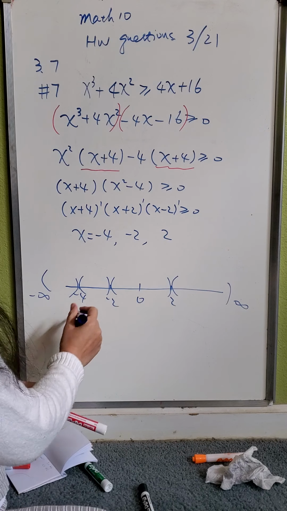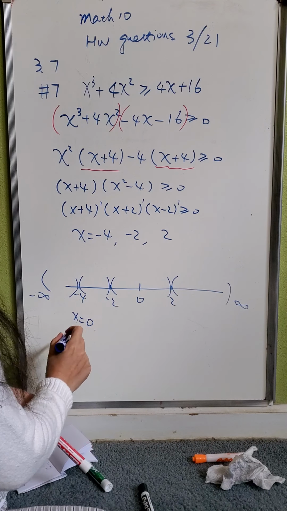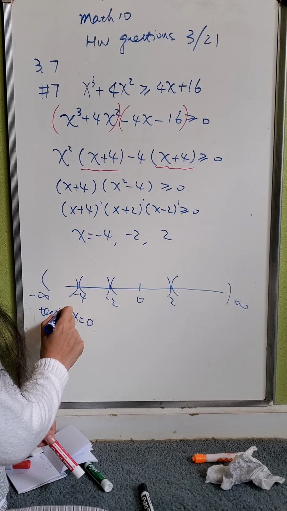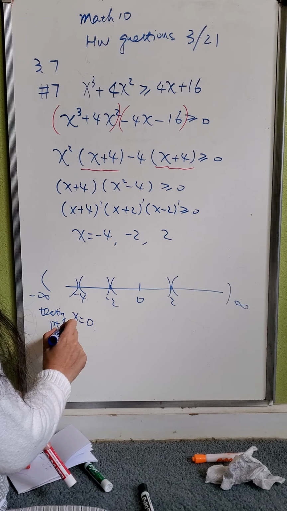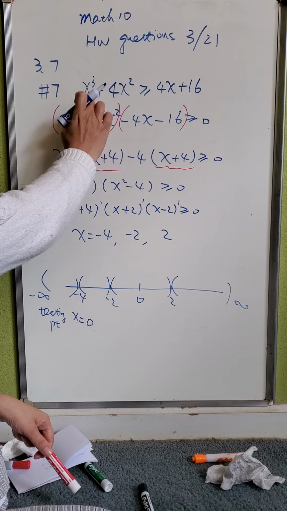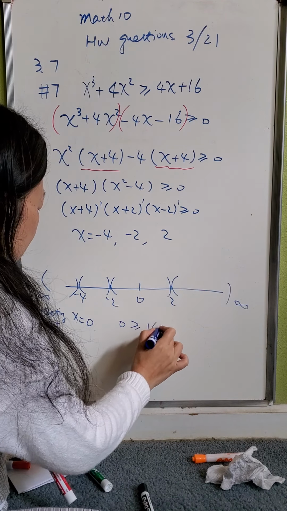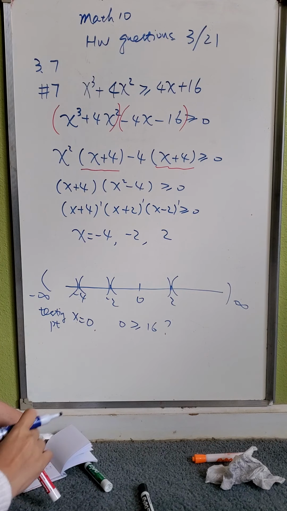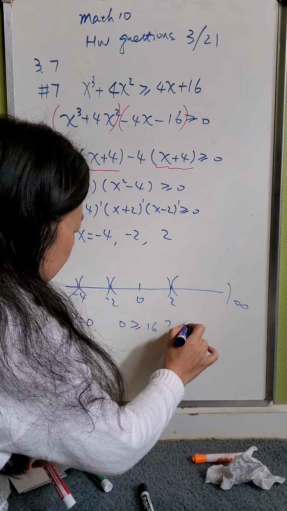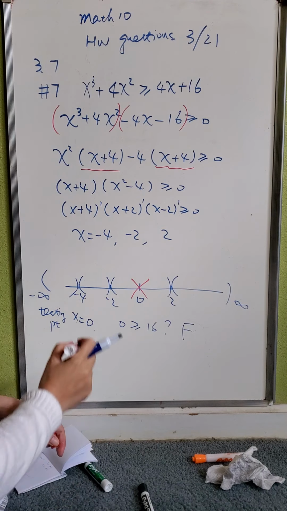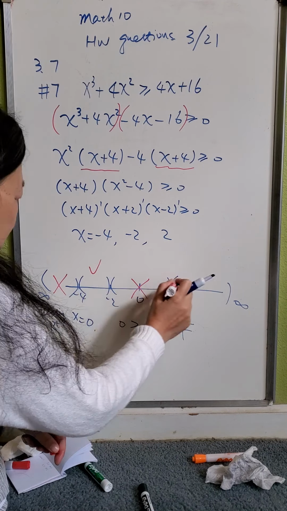So I put 0 as the testing point. X equals 0: is 0 bigger than or equal to 16? The answer is no, so this is false. If the answer is false, that means this interval won't be an answer, so your answer will be these 2.